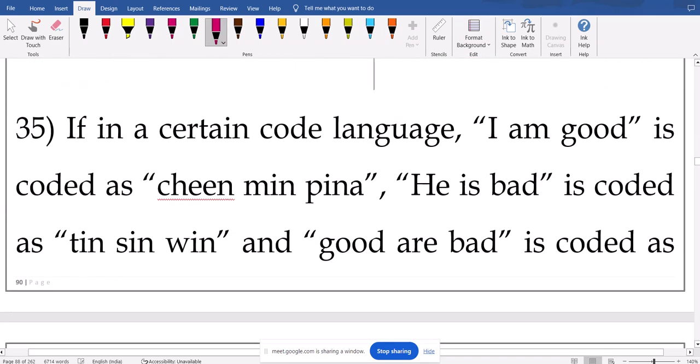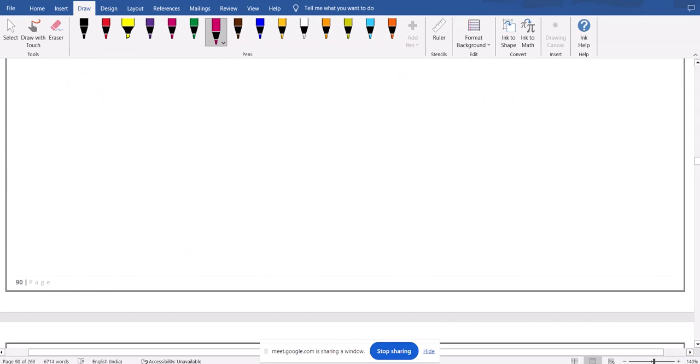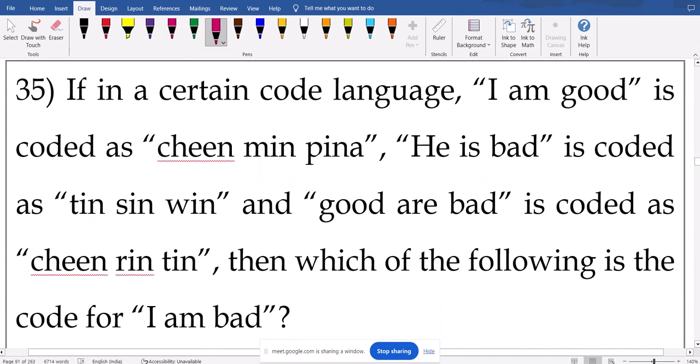Right. So similarly, these are different types of questions, but the approach is the same. Now here, "I am good, he is bad", good or bad, they have given a lot of things. Now finally, what do you want to calculate? "I am bad." First of all, check the code for bad. Bad is in two sentences, common here as well as here. What is the common word? Tin.